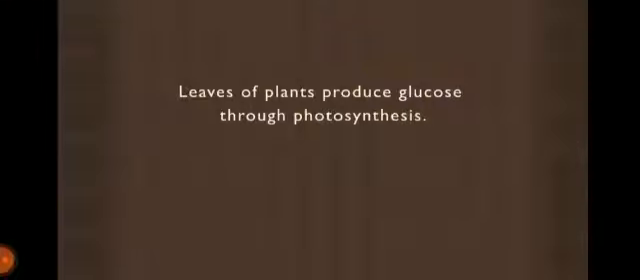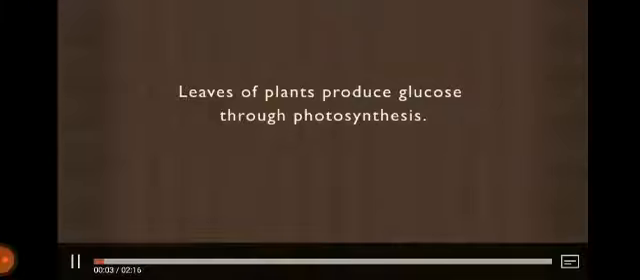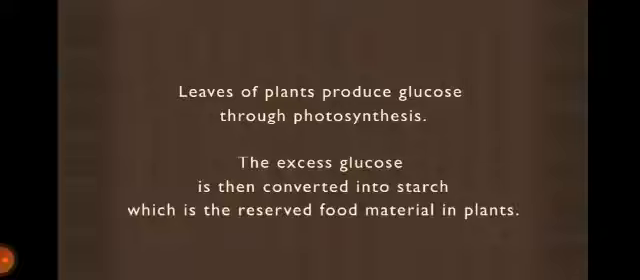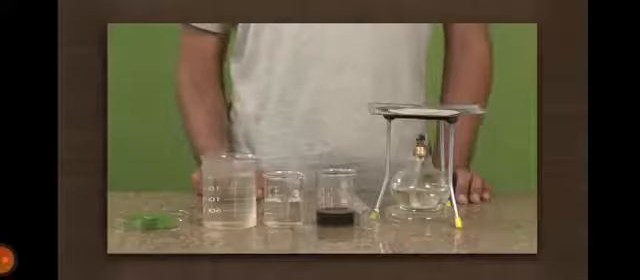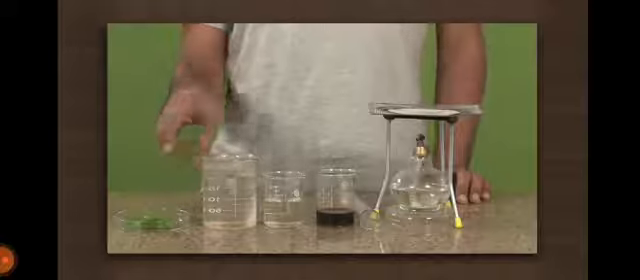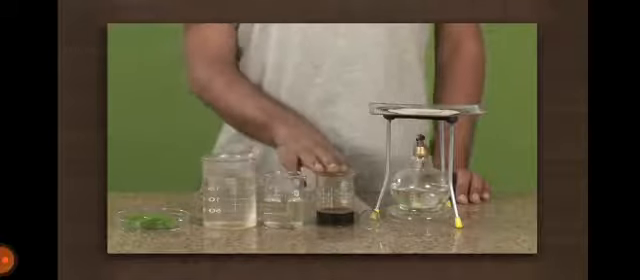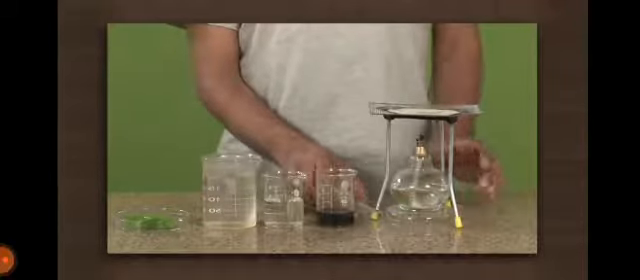Do you know that leaves of plants produce glucose through photosynthesis? The excess glucose produced in the leaves of the plants is then converted into starch, which is the reserved food material in plants. Let us do a small experiment to test the presence of starch in leaves. We need a leaf, boiling water, alcohol, iodine solution, test tube, and a spirit lamp.